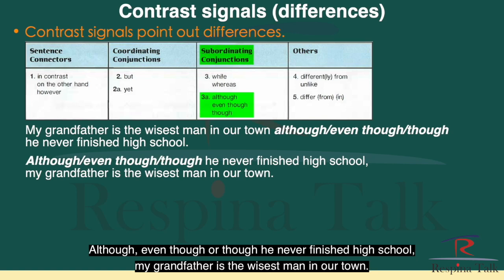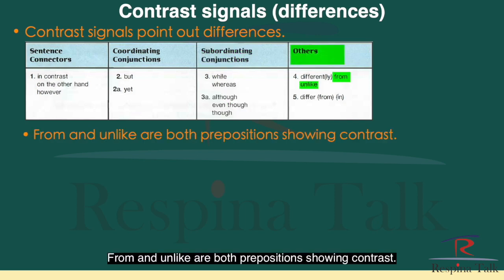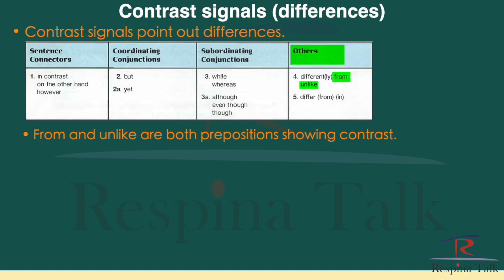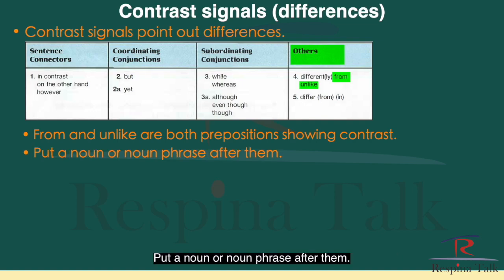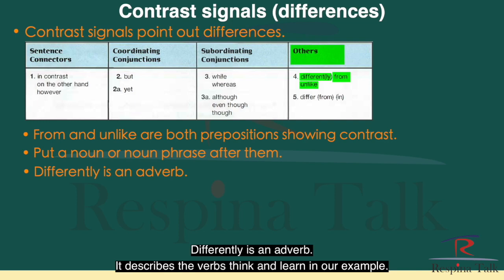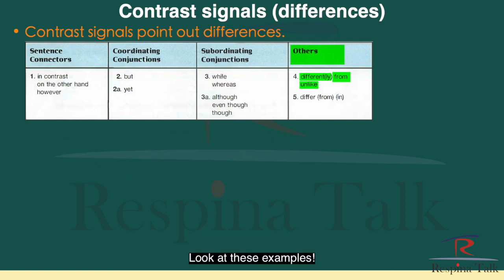From and unlike are both prepositions showing contrast. Put a noun or noun phrase after them. Differently is an adverb. It describes the verbs think and learn in our example. Now look at these examples.